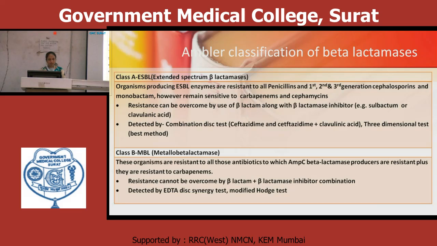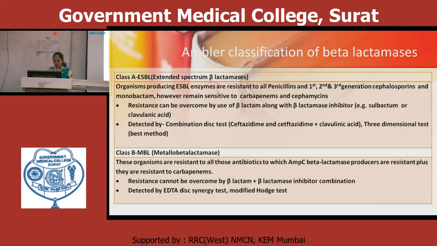Class B, that is MBL, metallo-beta-lactamase. These organisms are resistant to all those antibiotics to which ESBL producers are resistant, plus they are resistant to carbapenems. That is, the resistance cannot be overcome by beta-lactam plus beta-lactamase inhibitor combinations. Detected by EDTA disc synergy test or modified Hodge test.